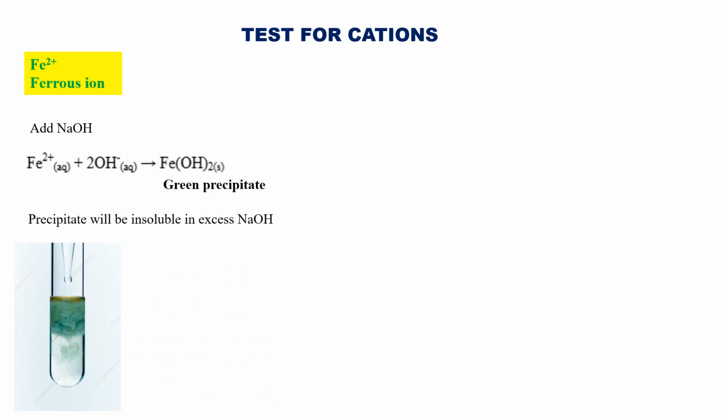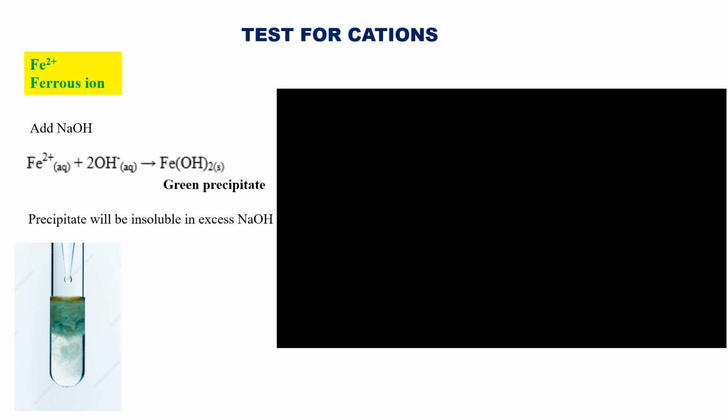Now this green precipitate will be insoluble when you add extra sodium hydroxide. So when you are learning about the difference between the cation tests, you must know what the precipitate is, and what color precipitate is going to form when a little bit of sodium hydroxide is added and when excess sodium hydroxide is added. So let's watch this video to see how the laboratory identification is done for ferrous ion.